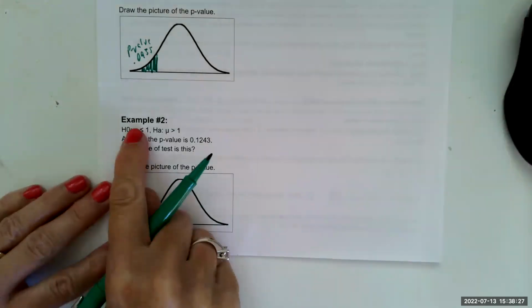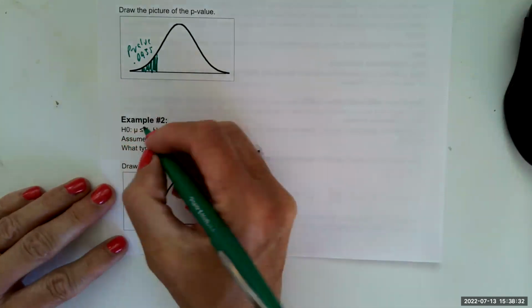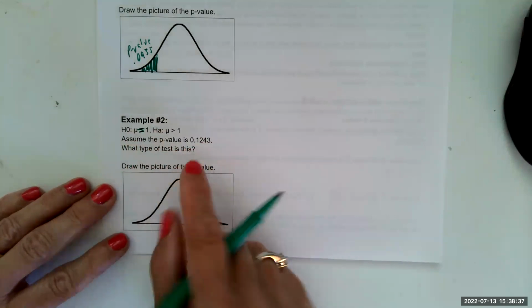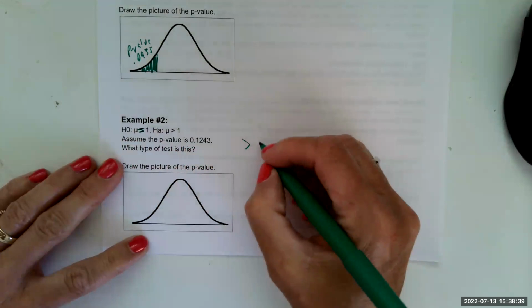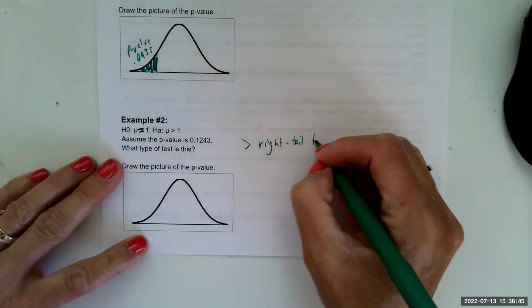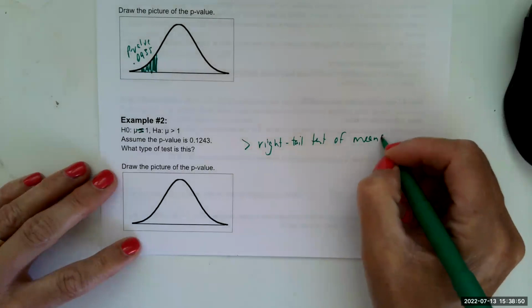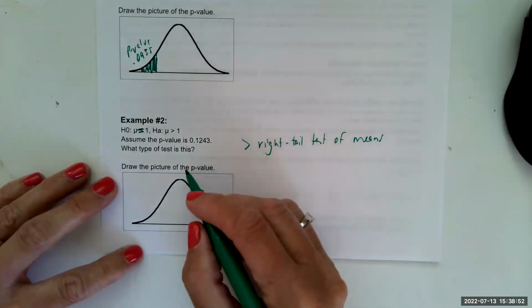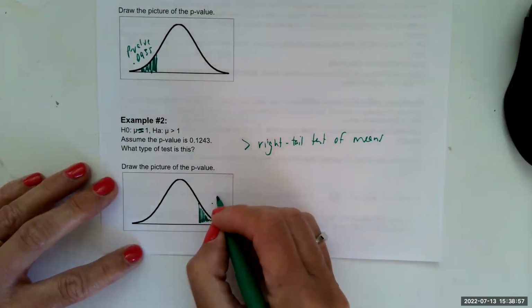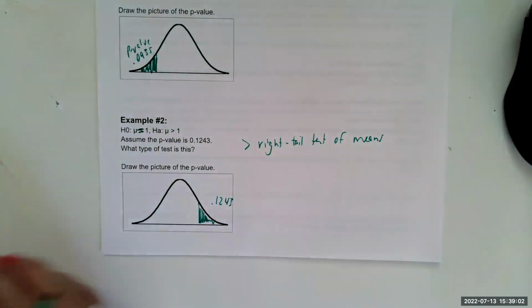Example 2, we have our H0 where the mean is less than or equal to 1, and the HA where the mean is greater than 1. And this would really just be an equal to. Assume the p-value is 0.1243. What type of test is this? This is a greater than, so it's a right-tailed test of means. And we're going to draw a picture here, and the p-value is drawn right here. So that's how we draw the picture.